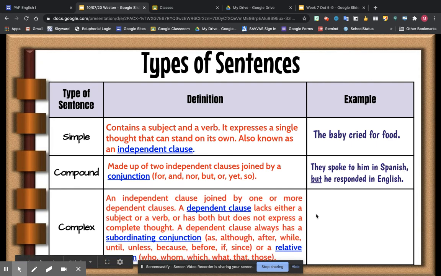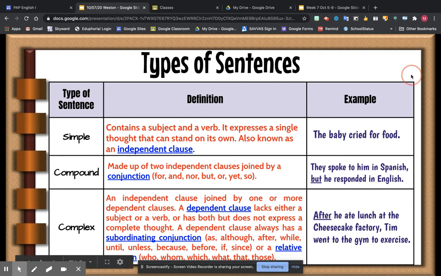Complex sentences have a dependent clause plus an independent clause, and our dependent clauses start with subordinating conjunctions or relative pronouns. And these are just the list. You're going to have to learn how to memorize those words as well. And after is one of our subordinating conjunctions. After he ate lunch at the Cheesecake Factory, a dependent clause does not express a complete thought, and since it's at the beginning, we're going to put a comma after it. Tim went to the gym to exercise.